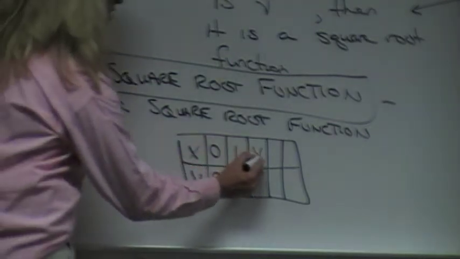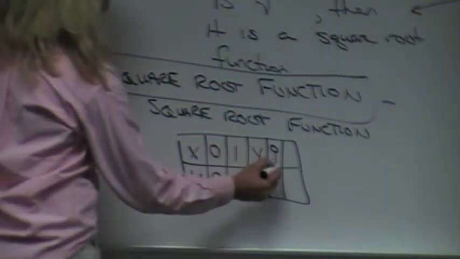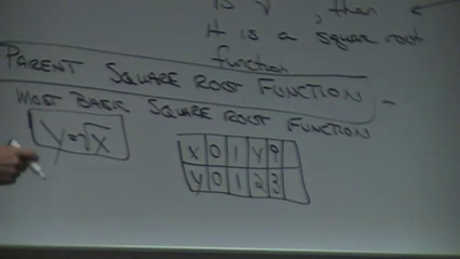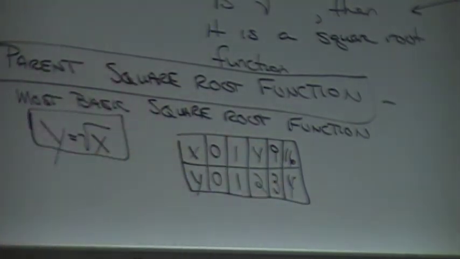Look how easy these are to graph, guys. What's the next perfect square after 4? 8. Nope. 9, right? Let's put 9 down. What's the square root of 9? 3. And what's our last one going to be? 16. What's the square root of 16? 4. Now look how easy those are going to be to graph. So if I graph that, watch.